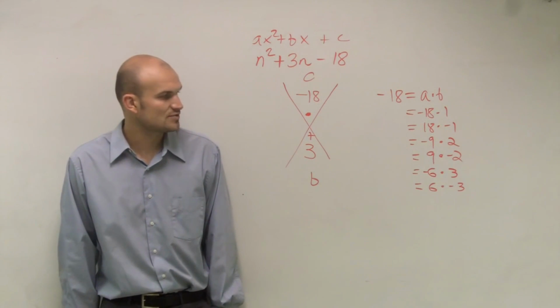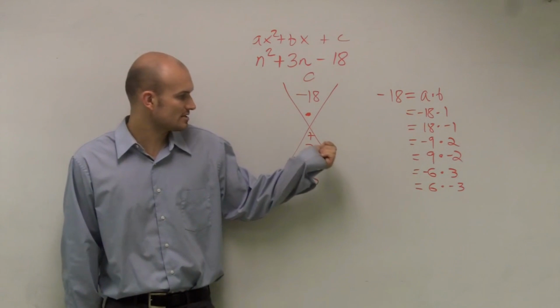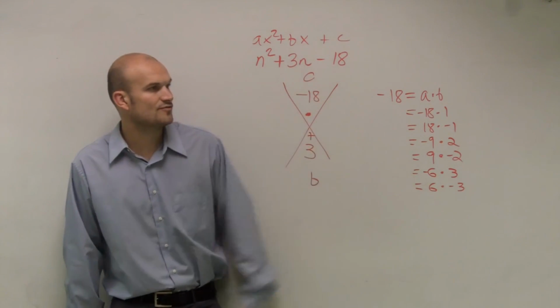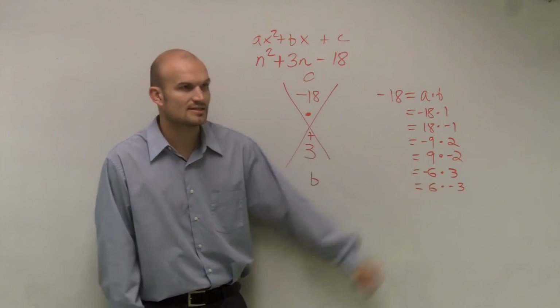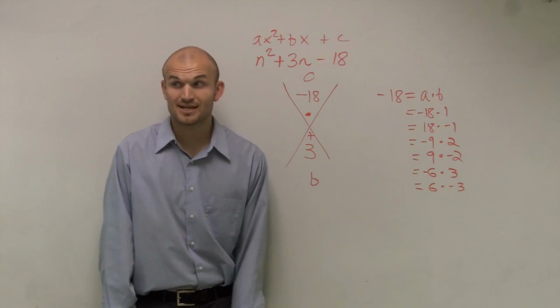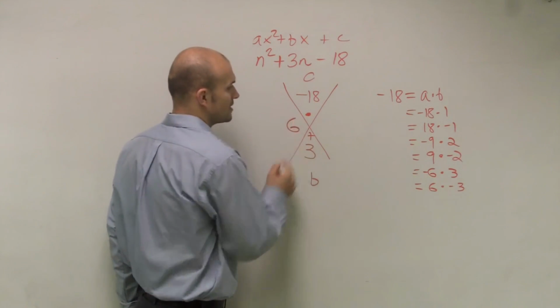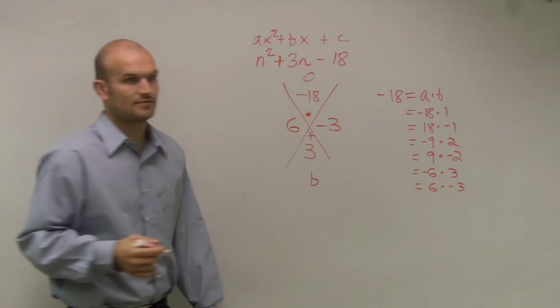To get them to see which one is going to give you a positive 3, remember, this has to be positive. So therefore, since my middle term is positive, the larger of my two factors has to also be positive. Therefore, if you look at what's 6 plus a negative number, 6 plus negative 3, guys, gives you positive 3. So my two factors here are going to be 6 and negative 3.